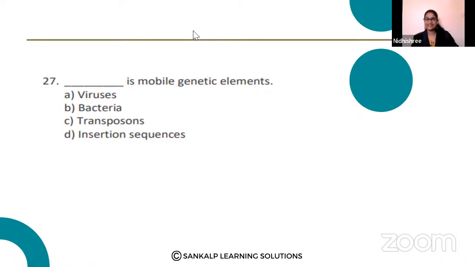Mobile genetic elements. Option C, transposon. Okay, transposons. Some of them answered as option C. Few of them voted for option A, that is virus. Then, okay, Rakshita, Samar, A. Jyoti, option C. Viresh, option C. Soundarya, someone. Okay.